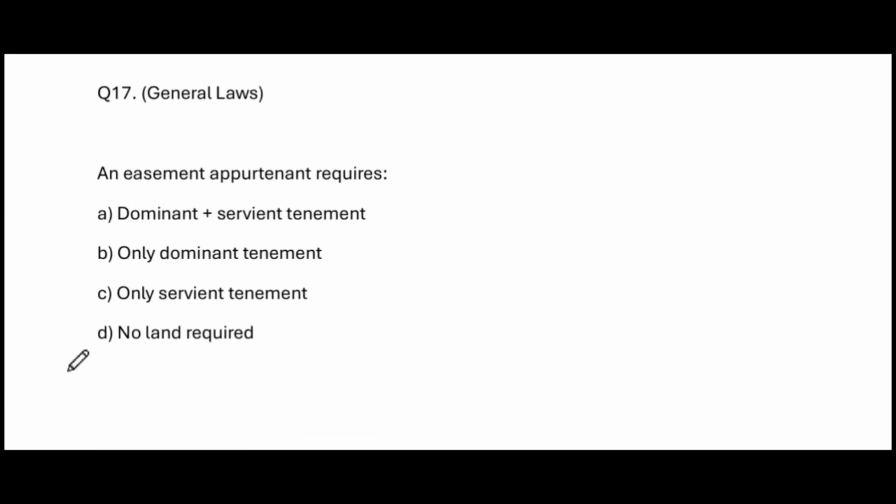Easement. An easement requires: dominant plus servient tenement, only dominant tenement, only servient tenement, or no land required. The answer is dominant plus servient tenement. Here, an easement is something that is attached to or belongs to the ownership of the primary property, something that passes with the ownership of the property. So for that, both tenements are required, dominant plus servient.